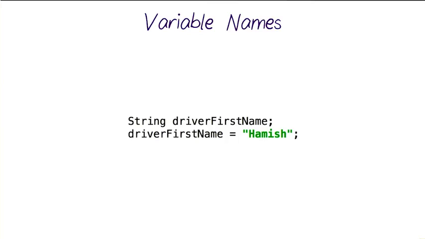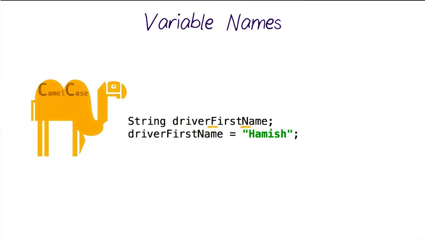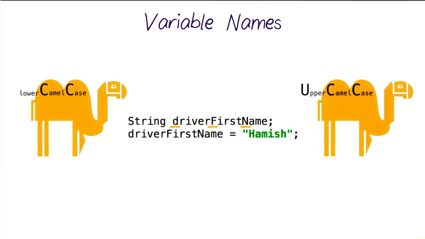Remember when we declared this driver's first name variable earlier? Did you notice how I used some capital letters in the name here? This is called camel case because it resembles the humps of a camelback. However, the first letter here seemed to be a lowercase letter. This is called the lower camel case. Another variation is called the upper camel case. They're both commonly used in Java, but in different places.